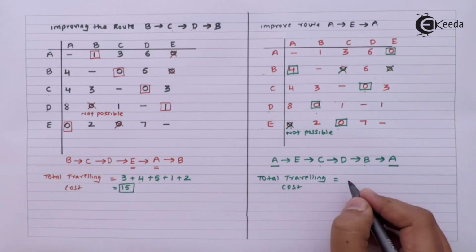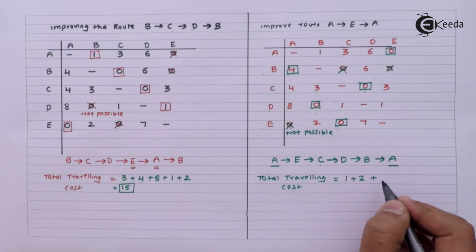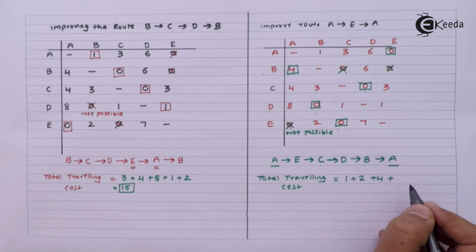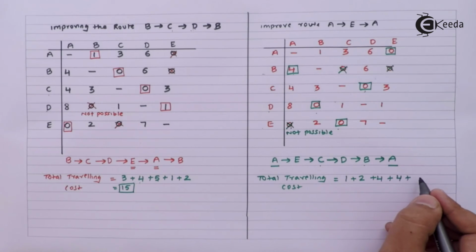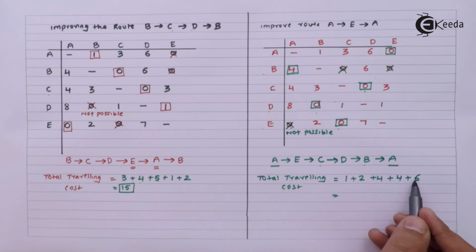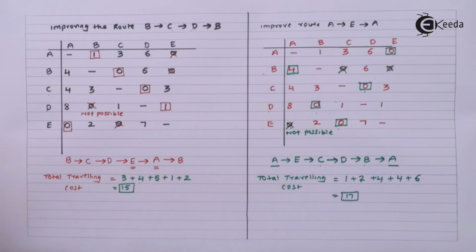Total traveling cost will be A to E is 1, E to C is 2, C to D is 4, D to B it is 4, and B to A it is 6, which comes to 10, 14, 15, 16 and 17. So what we have done, we have obtained an initial solution by Ham method, and then at the second stage we improved both the routes that are obtained by the assignment method.